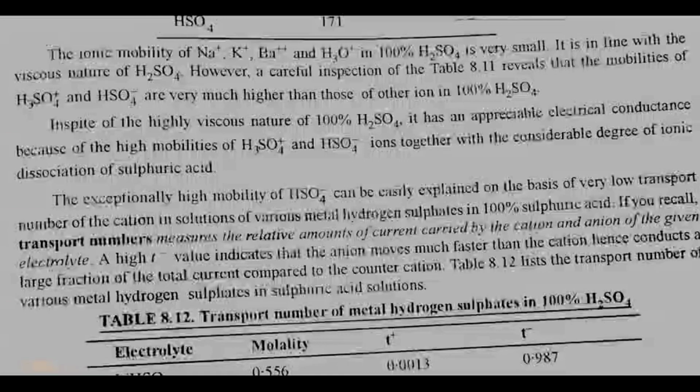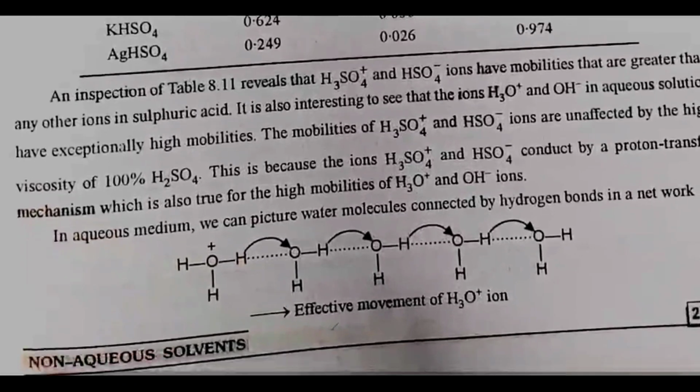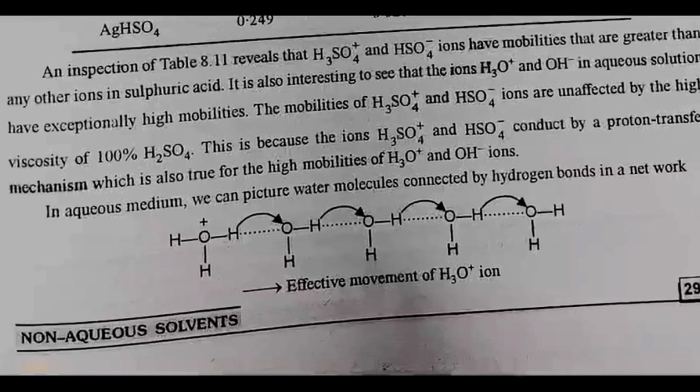If you recall, the transport number measures the relative amount of current carried by the cation and anion of the given electrolyte. A high t- value indicates that the anion moves much faster than the cation, hence conducts a large fraction of the total current compared to the counter cation. Table 8.12 lists the transport numbers of various metal hydrogen sulfates in sulfuric acid solutions. An inspection of Table 8.11 reveals that H3SO4+ and HSO4- ions have mobilities that are greater than any other ions in sulfuric acid.